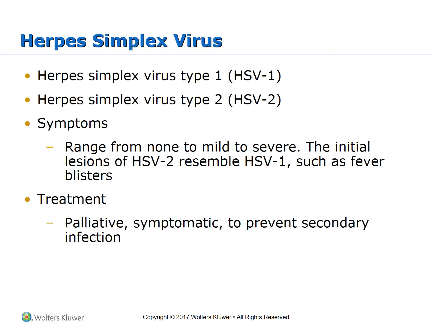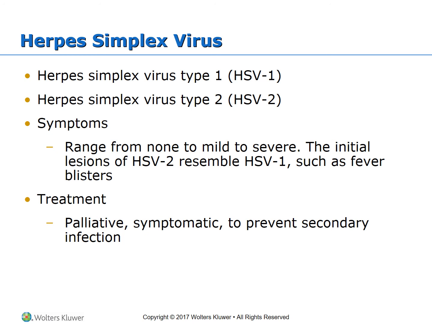Herpes simplex virus. You have herpes simplex virus type 1 and type 2. Type 2 is more common. Genital herpes infections make individuals more susceptible to HIV infections. Symptoms range from none. Most individuals have no symptoms, to mild to severe. The initial lesions of the herpes simplex virus 2 resemble the HSV1, such as fever blisters or cold sores.